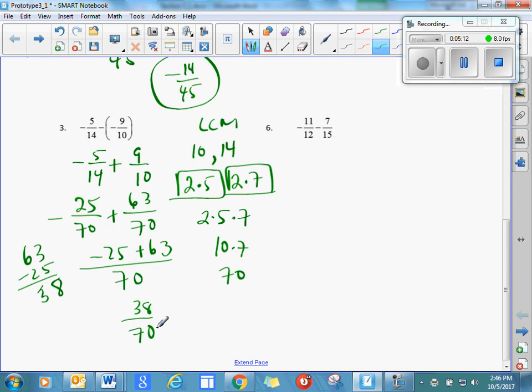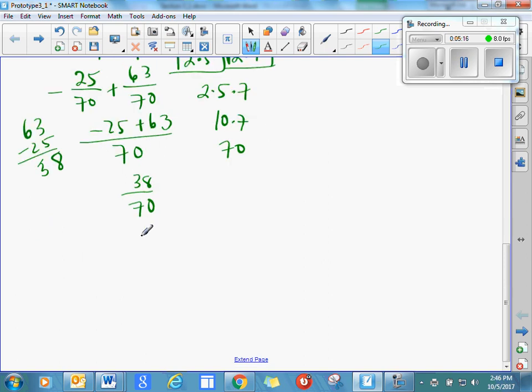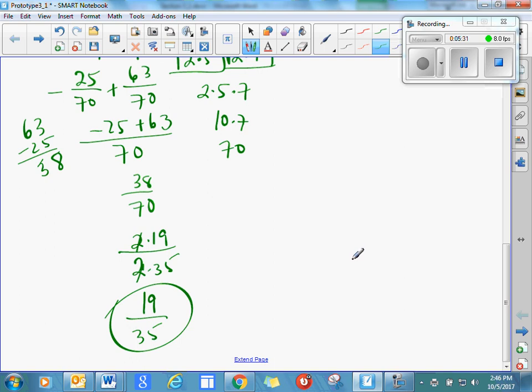Now, I notice that these are both even numbers, so I know I'm not finished. This is not simplified. 38 is 2 times 19, and 70 is 2 times 35. So the 2's will cancel because anything divided by itself is 1, and your final answer is going to be 19 over 35.